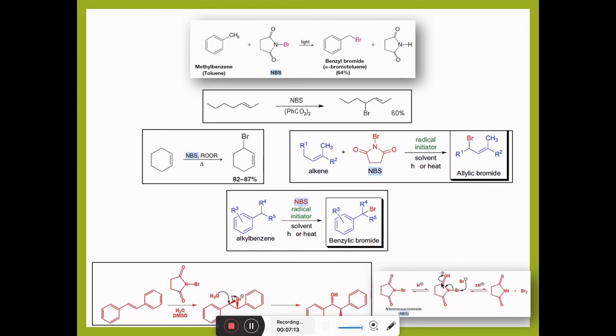And this is one more again, or it has been shown, how there is a generation of Br2 molecule from NBS.